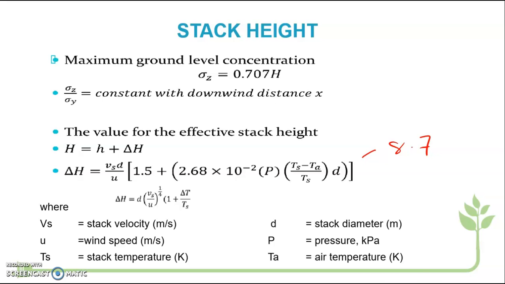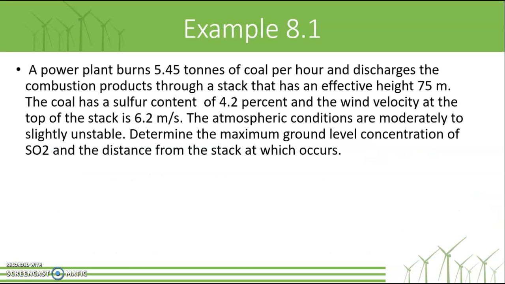Now let's quickly have a look at example 8.1. In this example, given a power plant burns 5.45 tons of coal per hour, so you need to convert this unit to a standard unit, and discharge the combustion product through a stack that has an effective height of 75, so this is your H. The coal has a sulfur content of 4.2%, and the wind velocity, this is your U. Atmospheric conditions are moderately to slightly stable.